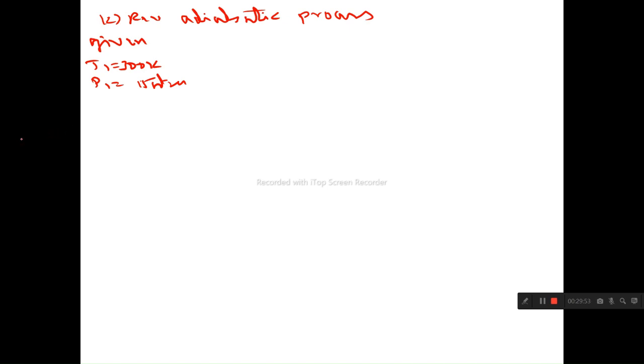Then next, V1 is also 15. We need to determine V2 first. Since it's an adiabatic process, we know the relation between P and V in adiabatic: P1 V1 to the power gamma equals P2 V2 to the power gamma. Simple. So we need to substitute the values. P1 is 15. Here the tricky part is gamma. We don't know the gamma value.